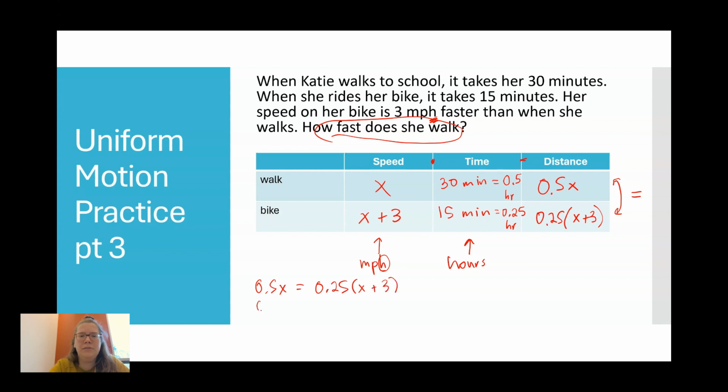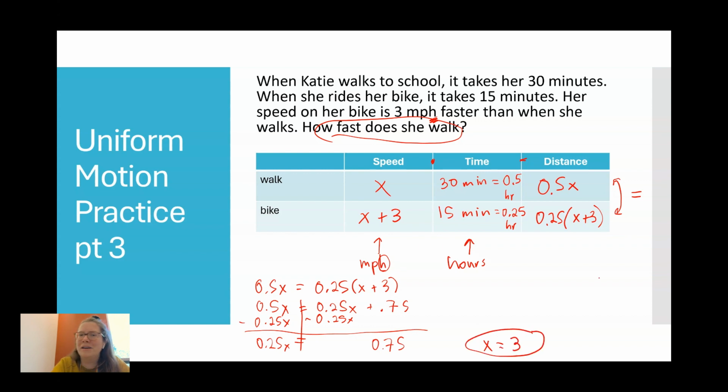Okay, I'm going to distribute. Let's see, half of 3 is 1.5, so a quarter of x should be 0.75. I'm going to move all my x's to the other side of the equation. And when I divide by 0.25, I should get x equals 3.